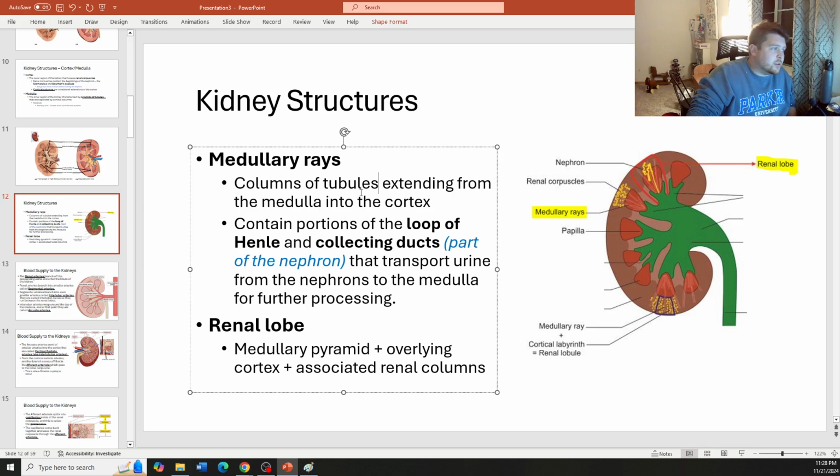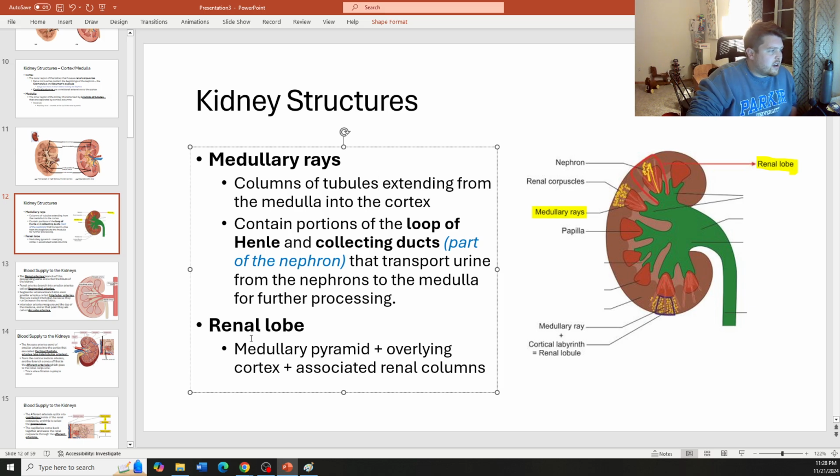So the tubules of the nephrons extend from the medulla into the cortex. So from these pyramids into the cortex. The medullary rays contain portions of the loop of Henle and collecting ducts that transport urine from the nephrons to the medulla for further processing. That's going to make more sense in a little bit when we talk about the nephrons.